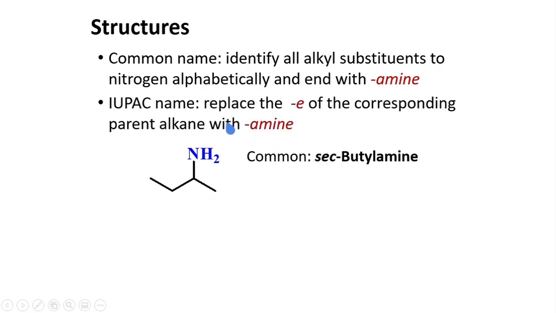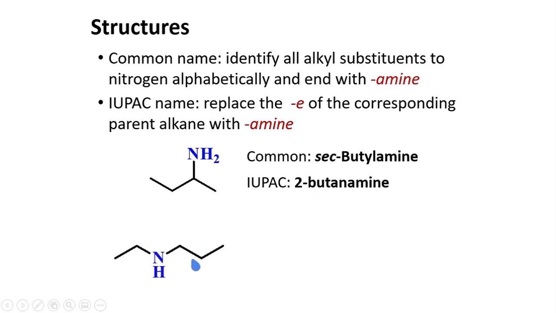In IUPAC, you replace the E of the corresponding parent alkane with amine. Thus, in this case, you need to identify the parent alkane. Here, the parent is butane, and the amino group is attached at the 2 position. Thus, our name is 2-butanamine.